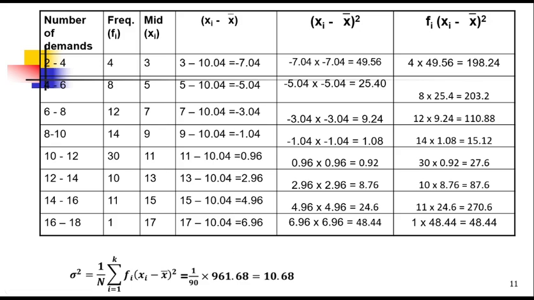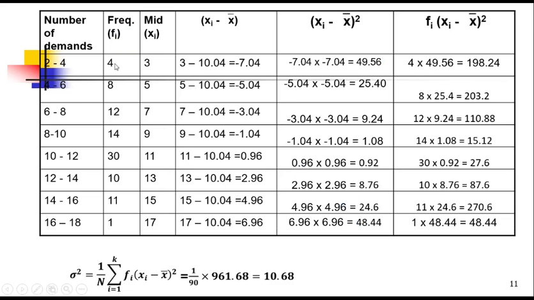Now, next step we calculate the square of these values. Minus 7.04, square of that is 49.56, minus 5.04, square of this is 25.40. So this way I get the square of these values. All the values are squared up. When values are squared up, they go big in size, so the magnitude has increased, you see. And then multiply with the corresponding frequencies.